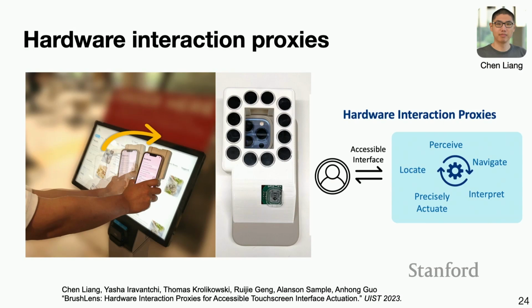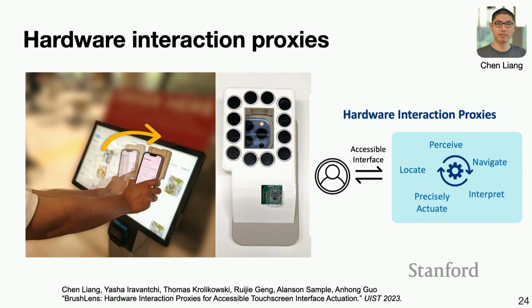And more recently, we developed a phone case extension that we call BrushLens that allows both blind users and also motor impaired people with difficulty with fine motor control to be able to access touchscreen kiosks.